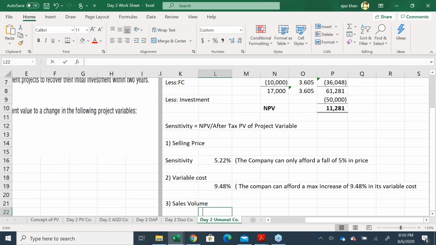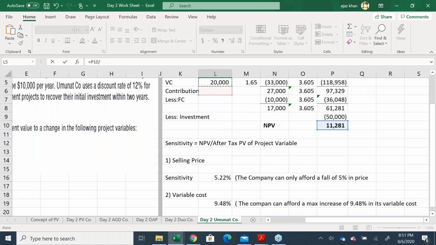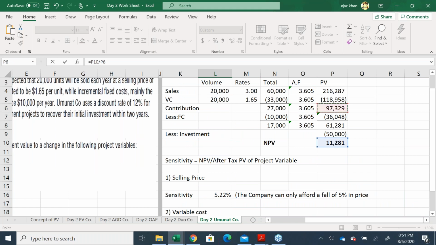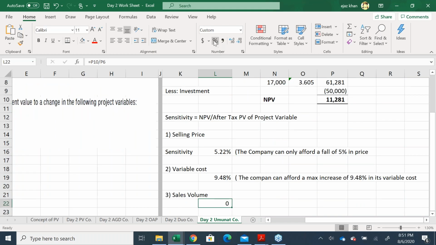So let's calculate the sensitivity. NPV divided by the contribution figure, and then change the format to percentage. So for sales volume, we can only afford a decrease of 11.59%. That's it, 11.59%. That's the maximum change we can afford in our sales volume.